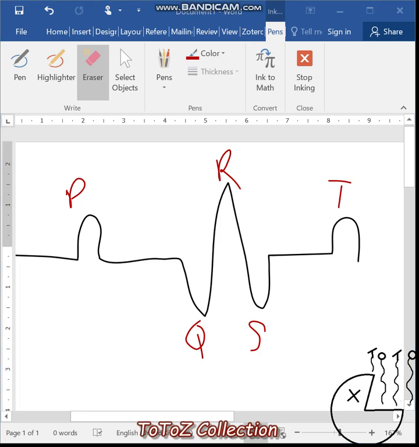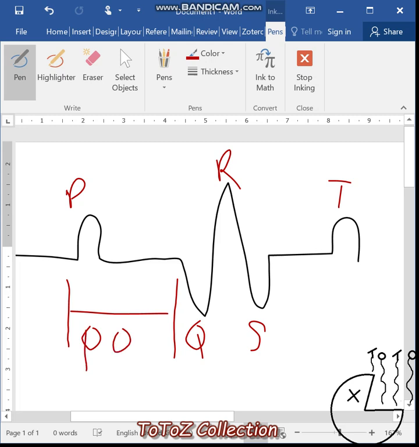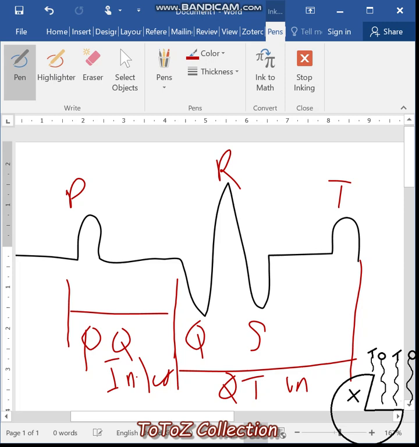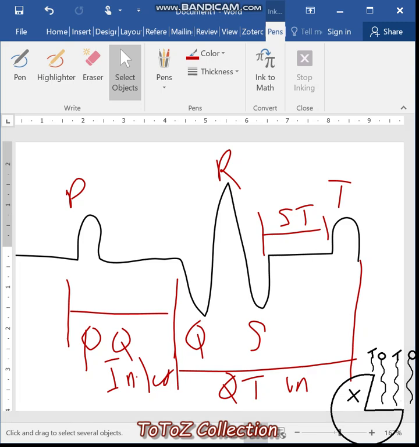So the first one that we have is this interval from the beginning of the P to the beginning of the Q, and this is called the PQ interval. And then we also have another interval that is starting from this same Q and ending where the T ends, so that is the QT interval. And then we have a segment from S to T called the ST segment. So these are the three major things that we need to be familiar with as we look at our different conditions.